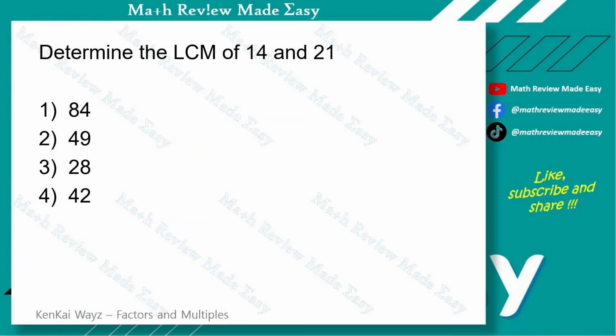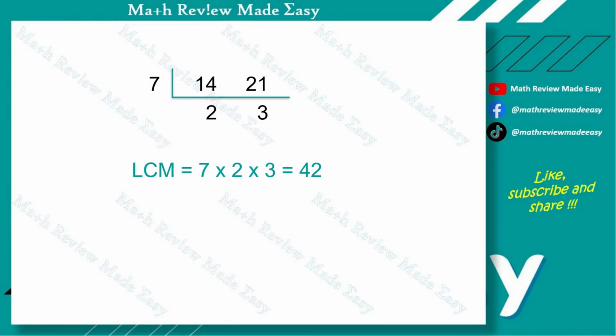Another example, determine the LCM of 14 and 21. So what's your answer? Let's continue para makuha natin ang ating answer. So LCM, 14, ang factor na pinili natin is 7. So 14 divided by 7 is equal to 2. 21 divided by 7 is equal to 3. So i-multiply natin yung tatlong number na yon. So 7 times 2 times 3 is equal to 42.